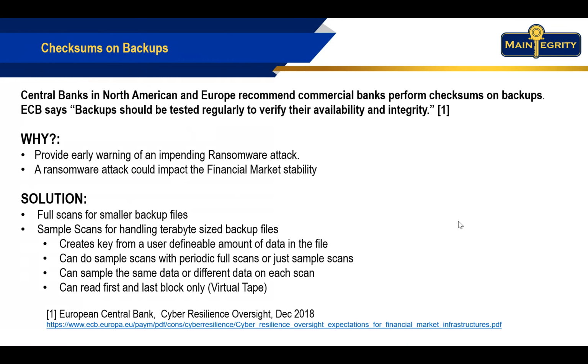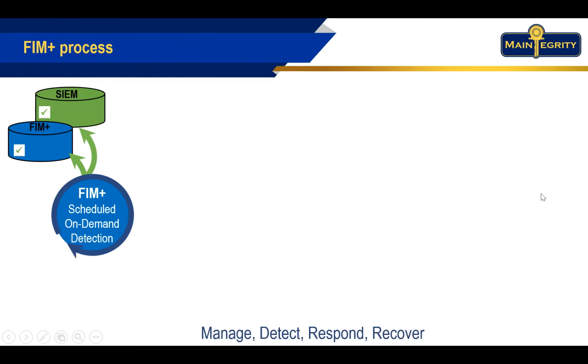Every time you create a hash code to verify the file, a new hash code can be created to sample different data from the data sampled in the current scan. You can also have a scan that just verifies the first and last block in the file. This is for virtual tape files only. We run a Z14 processor in our lab. In order to do a full scan on a terabyte of data, it takes between 10 and 12 minutes of CPU time.